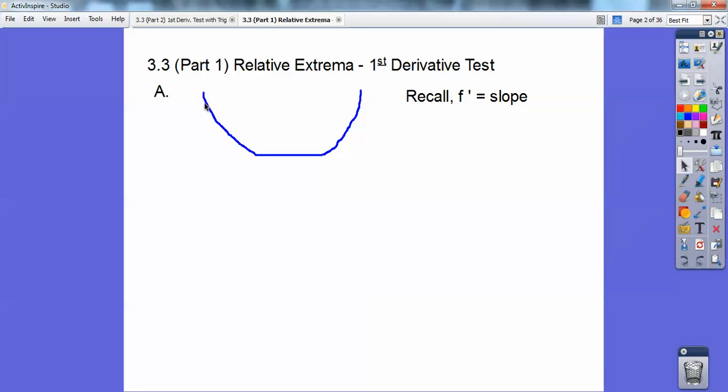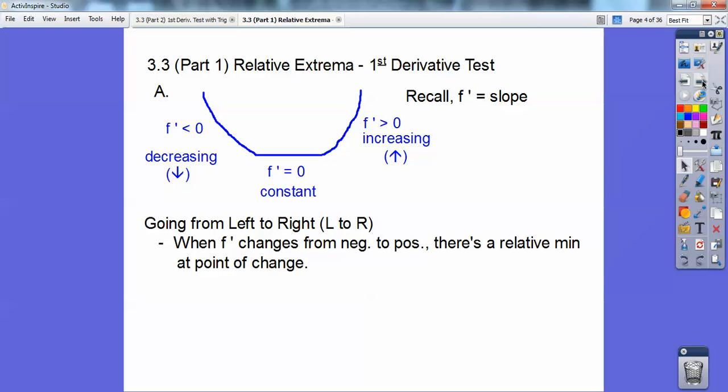So as the function's going down here, the slope is negative. Here the slope is 0, so it's constant. Here the slope is positive. So when it changes from negative to positive, you get what's called relative minimums and relative maximums when it goes from positive to negative. I'm sorry, it's the other way around. So basically, if you go from left to right, when your f prime changes from negative to positive, you're going to get a relative minimum.